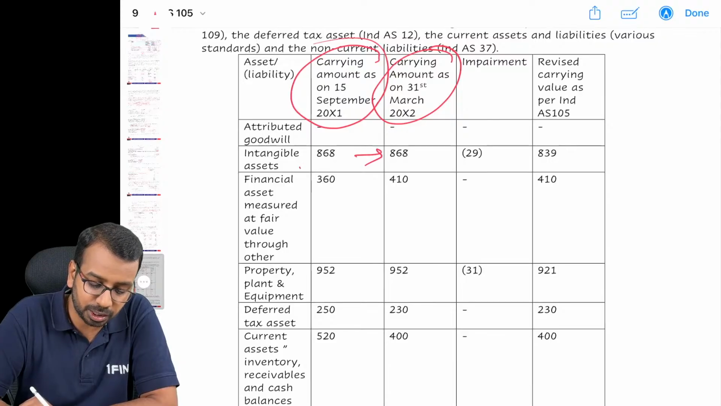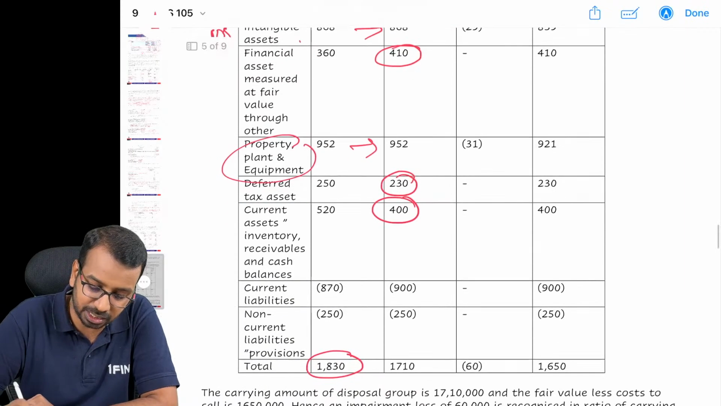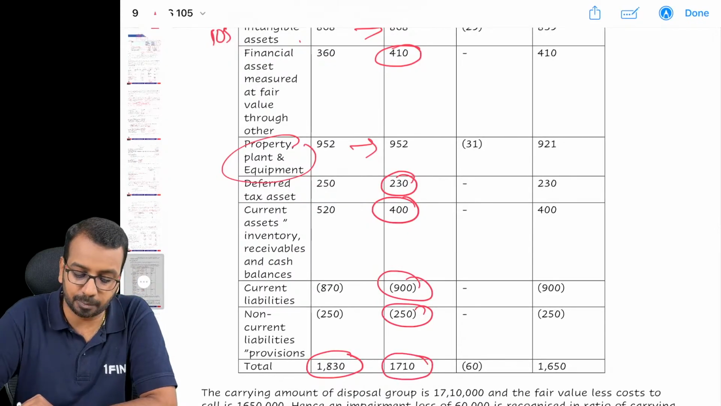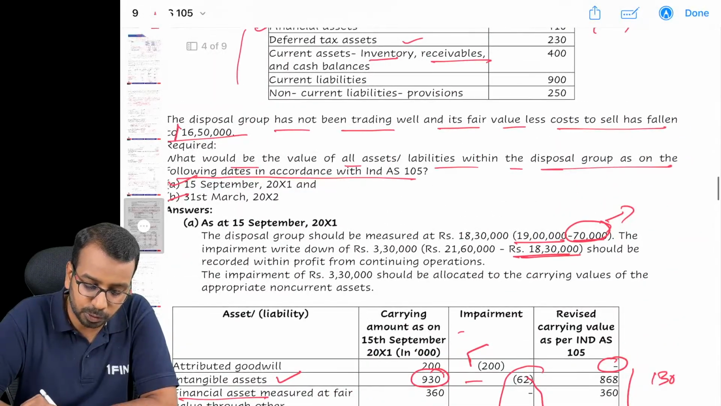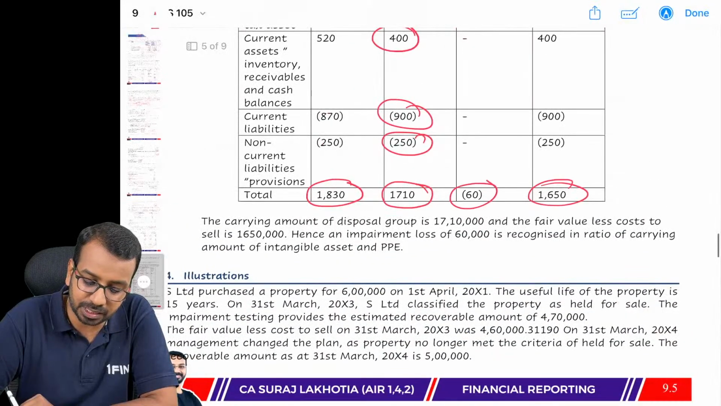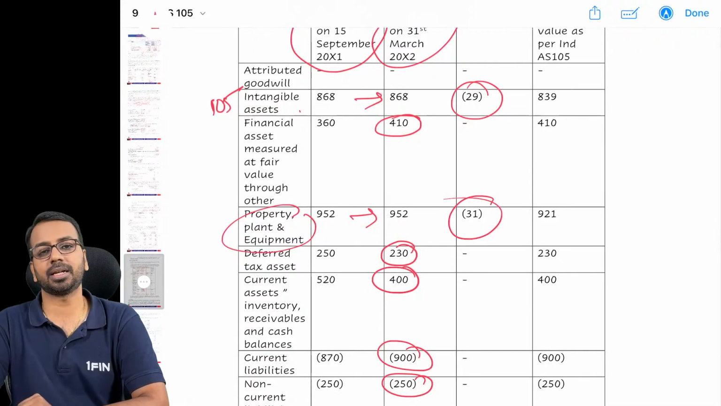Intangible asset, it will not change because we are following 105. Financial asset, the question has given 410. PPE will not change. DTA has changed. Current assets has changed. Liabilities has changed. This has remained same. So it has become 1710. And here the value has fallen down to 1650. So what will you do? 1710 minus 1650, 60 is the loss. Again allocate between intangible asset and property, plant and equipment.